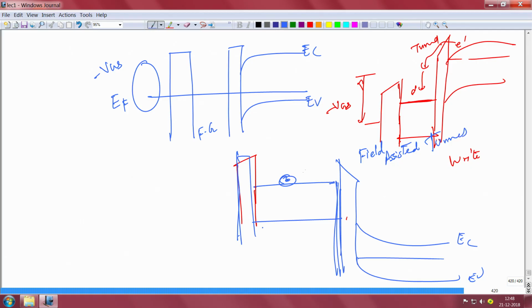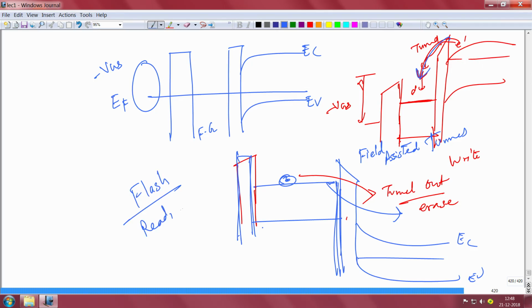This electron will be able to tunnel out. Once the electron tunnels out, the information stored is lost, and that's called erasing. So this movement of electron by tunneling in, and then going outside by erasing, this tunneling in and out of the electron with the floating gate and the tunnel oxide, happens in a flash, very quickly, and that's how you write and erase data. You can read and erase data.